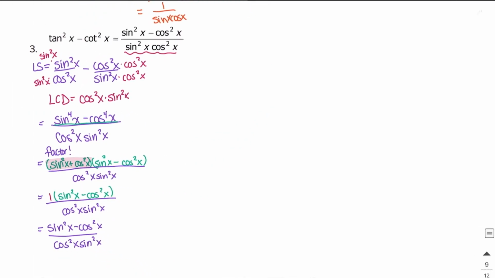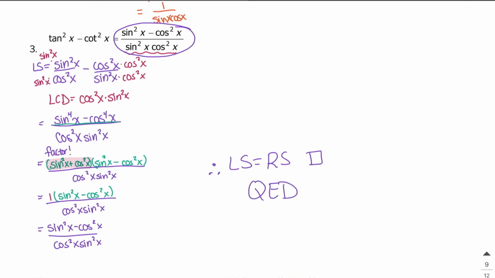Again, keep in mind that we are trying to show right-hand side equals left-hand side. So every time I'm going through this, I want to work back and forth between the two. However, the right side is literally this. This is the right-hand side. So therefore, the left side equals the right side. I've proven my identity, so my proof is completed.